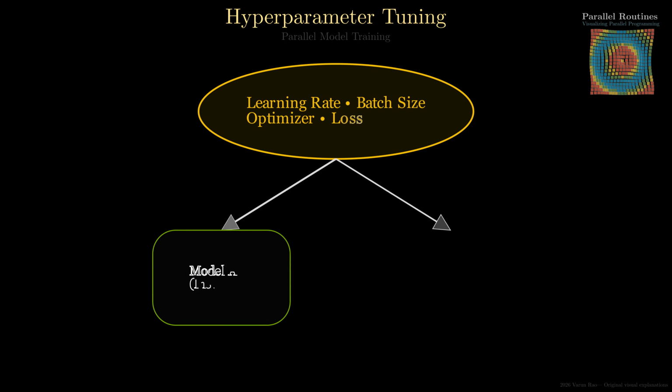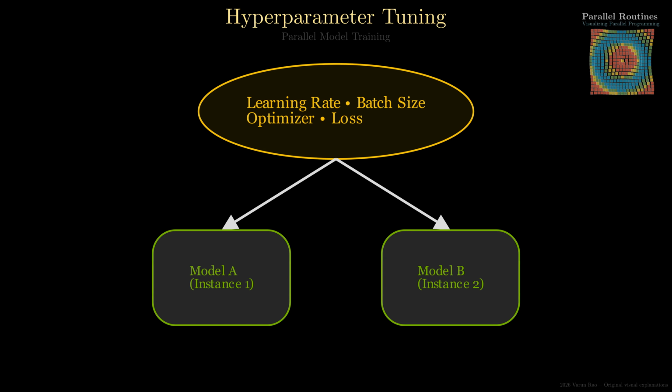GPU partitioning can be applied to parallel hyperparameter experimentation. During model development, multiple configurations may be evaluated simultaneously, such as different architectures, optimizers, or regularization settings. Separate GPU instances allow multiple training jobs to run in parallel on the same device, reducing overall experimentation time.